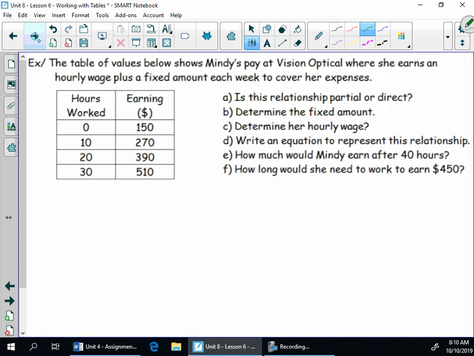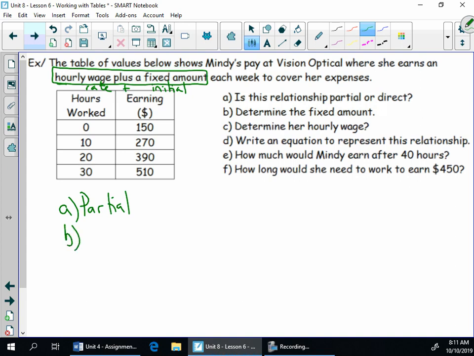Try another one. The table of values below shows Mindy's pay at Vision Optical, where she earns an hourly wage plus a fixed amount. There's some clues right there. Hourly wage, in other words, a rate, plus a fixed amount, in other words, an initial value. So we know right off the bat this is going to be partial, which is what part A is asking us about. Without even looking at the numbers, just reading the question, we know this is a partial one.